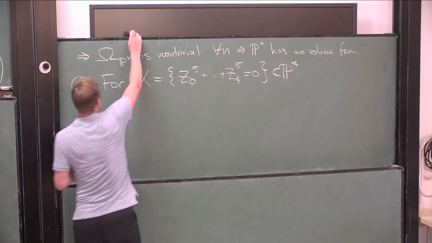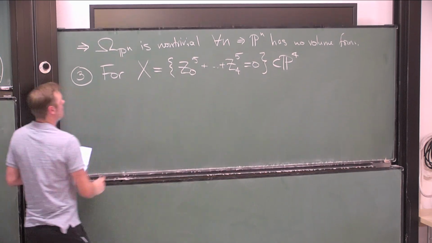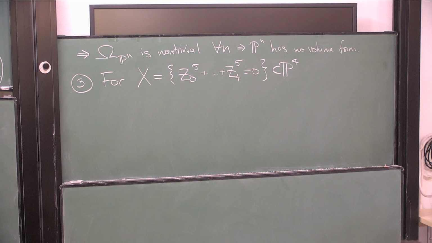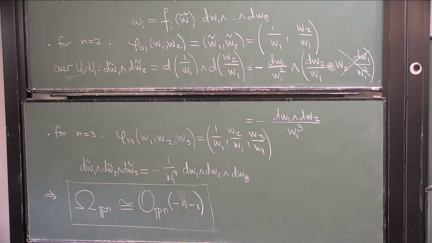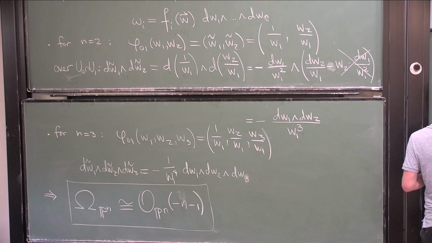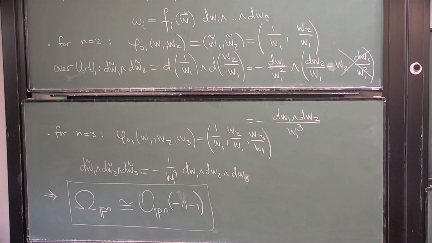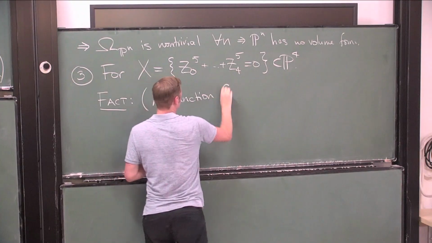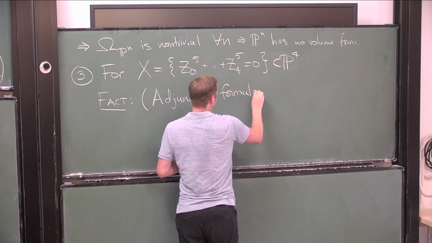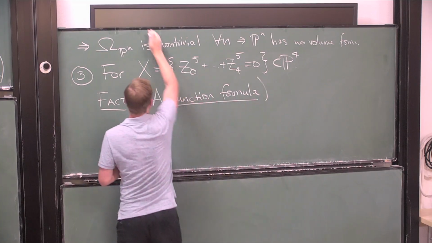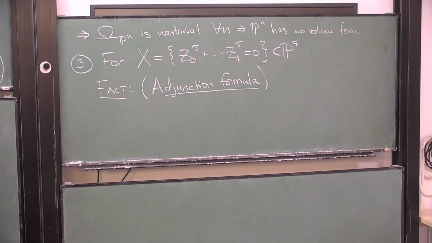Here I'm going to give you several facts, which I'm just going to treat as black boxes. Fact number one, which is a very famous theorem in algebraic geometry, so it's worth at least hearing about, is called the adjunction formula. I use it all the time. And it says the following, at least in this context.